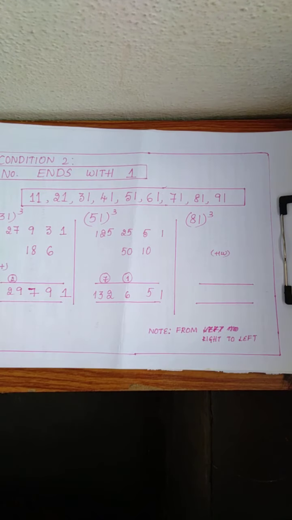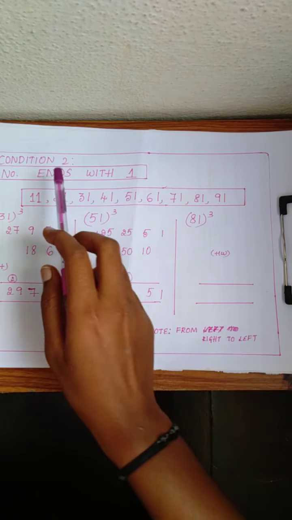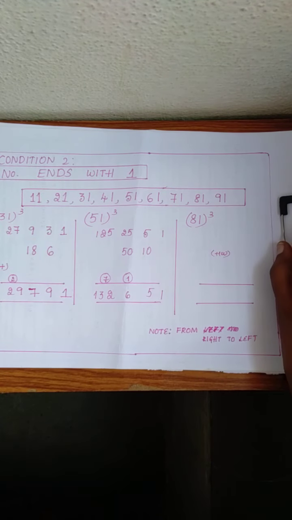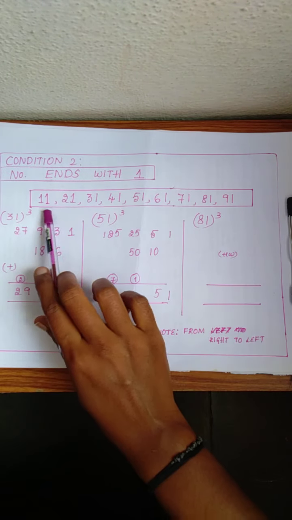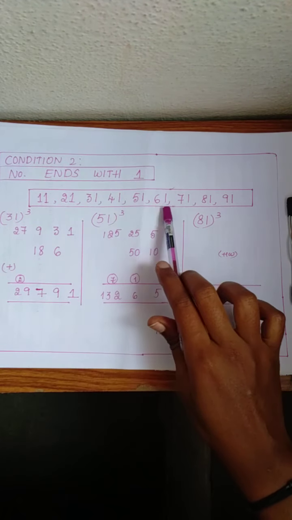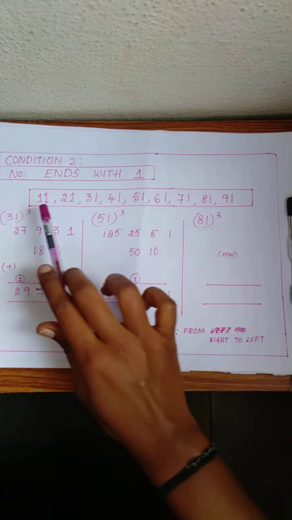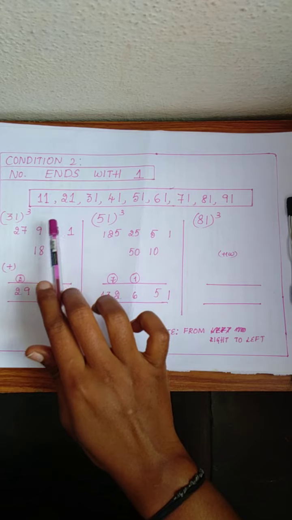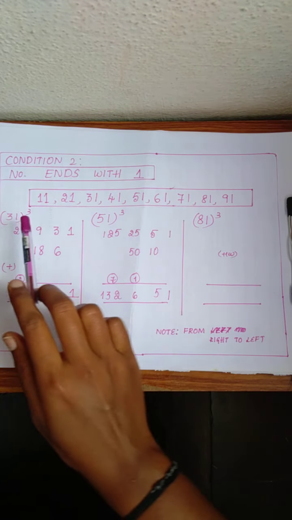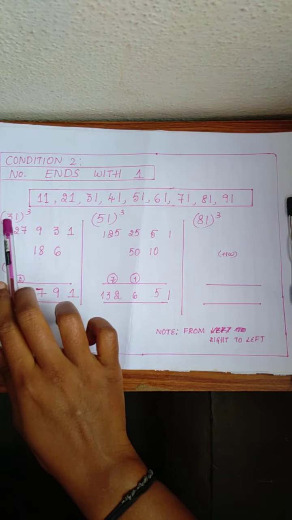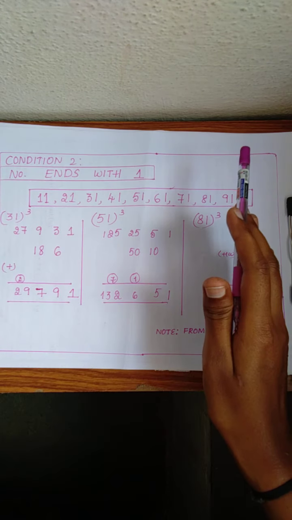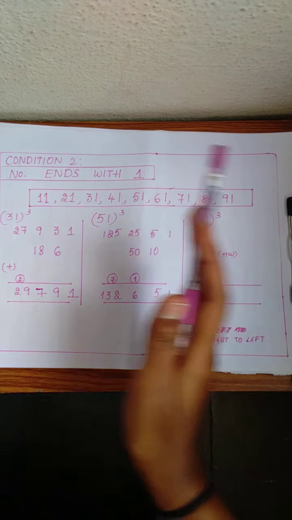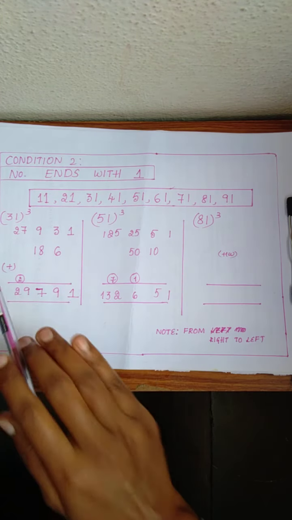Okay, in the same way, if we go for condition 2, the numbers that end with 1, like 11, 21, 31, 41, 51, 61, 71, 81, 91. See here, 11 is starting with 1, so you can use either condition number 1 or condition number 2. Let me take an example. 31 cube. What I said in condition number 1, we have to move from left to right. But in condition number 2, note: from right to left. You have to come from right to left. But the method is the same.